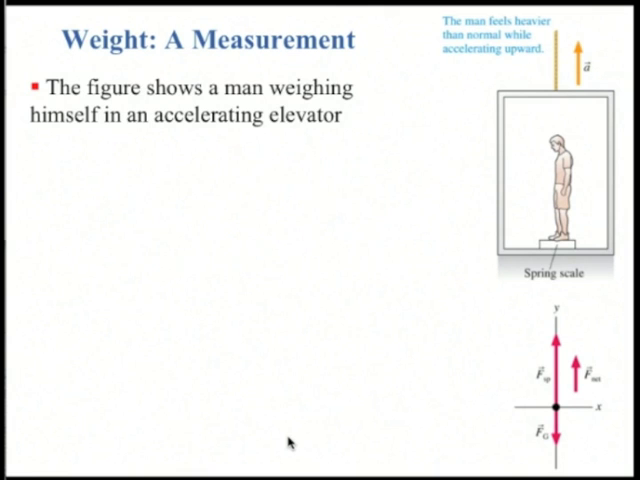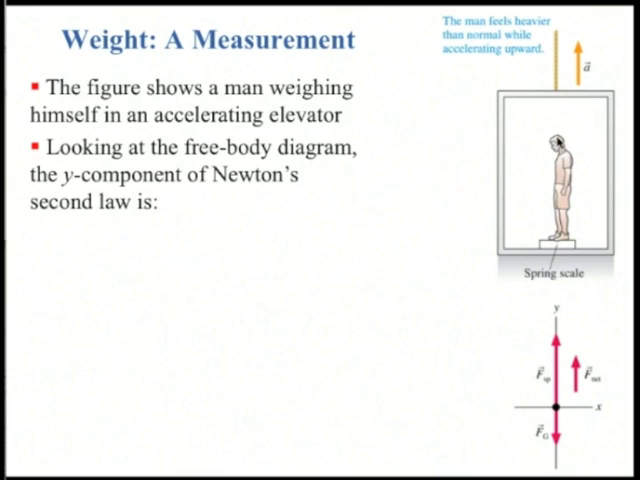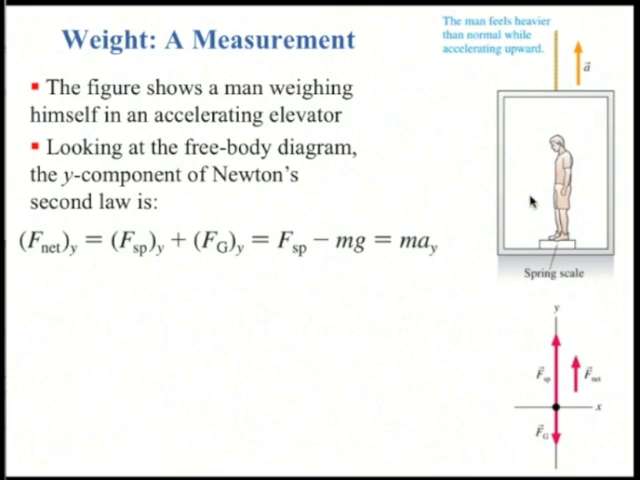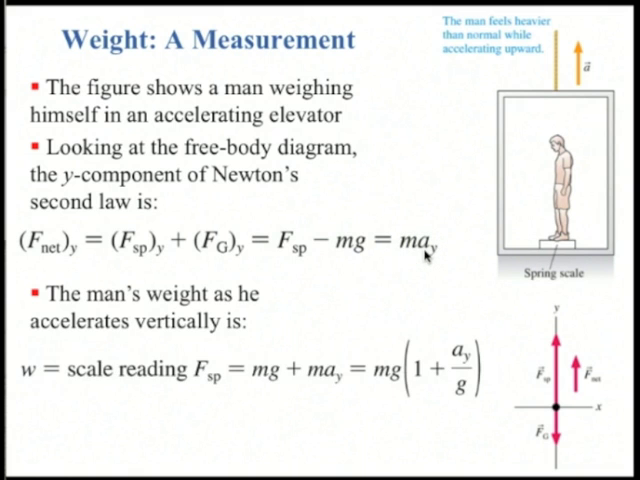But what if the scale is accelerating? Here's an elevator that is accelerating upwards. If you look at the free body diagram down here, there's a net upward force causing the man to accelerate upwards, so the spring force upwards must be greater than the gravity force downwards. So F spring minus mg equals m times a sub y.